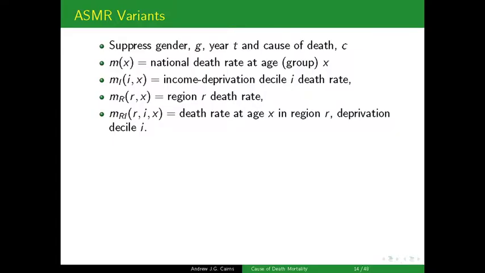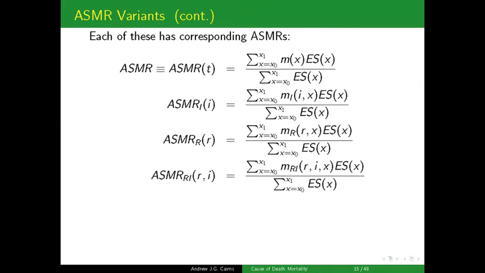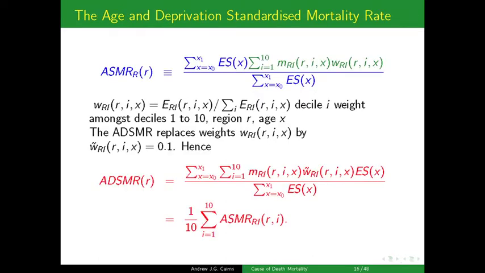So in terms of these variants, this is just the formulas for that. We've got these different measures of mortality: national level, mortality rates by income deprivation or by region. And then there are these 90 different combinations of region and income deprivation. These are the basic formulas for these different variants. I won't dwell on those. But when it comes to the age and deprivation standardized mortality, we calculate the ASMR by region and by income deprivation, so that the region is fixed, but then we take 1/10 of each of those to give us the ADSMR. And so, as I say, hopefully that removes the impact of the deprivation mix.